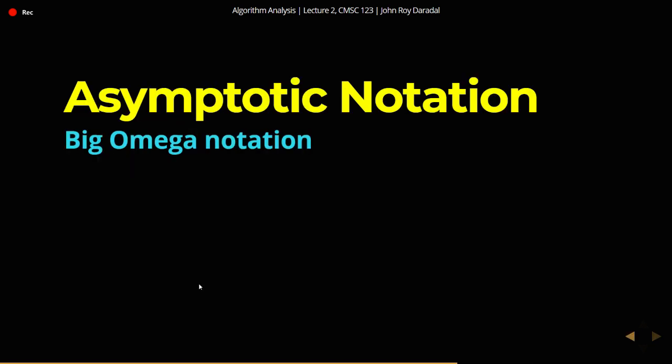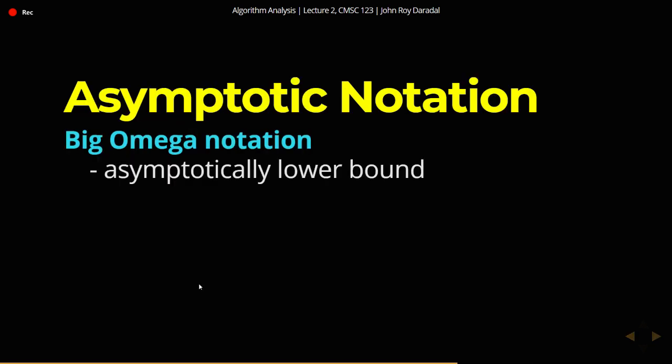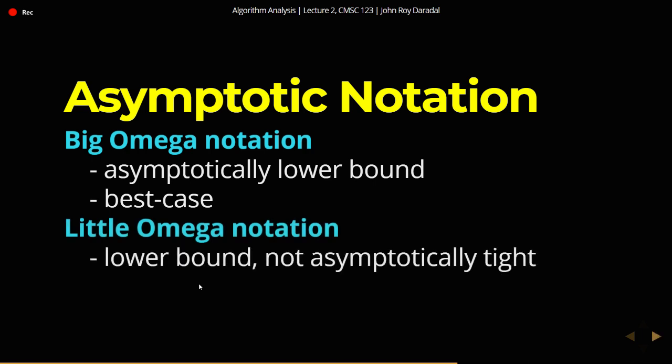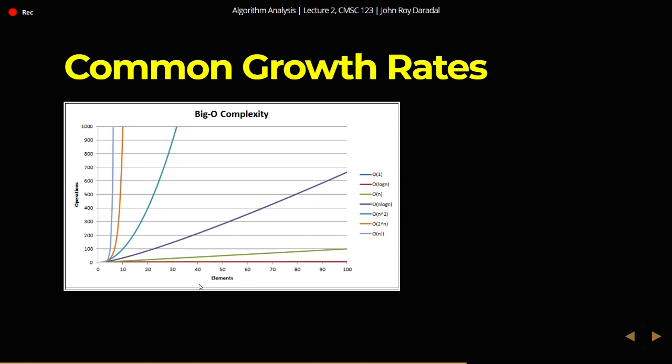So sa big omega naman, it's the opposite of big O. It's the asymptotic lower bound. So it provides the best case running time, and the opposite, the little omega, is a lower bound but not asymptotically tight. So similar sa little o as well. Okay? So those are the four other asymptotic notations. But for this class, we'll focus on big O notation lang.